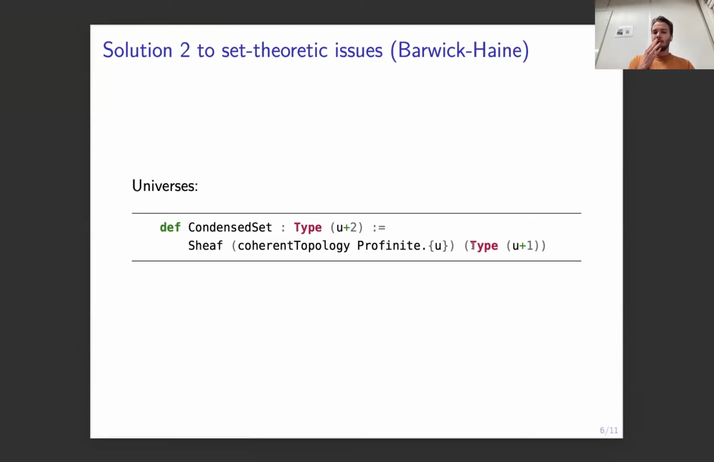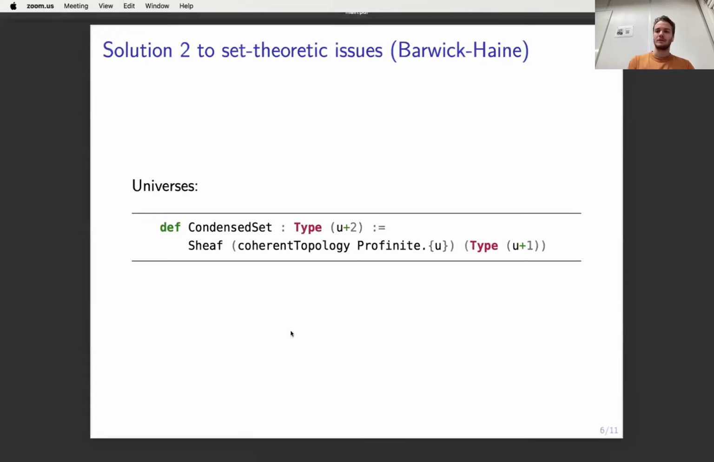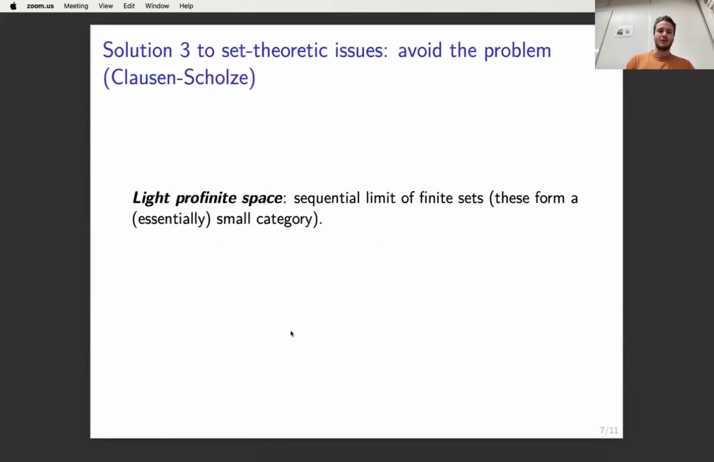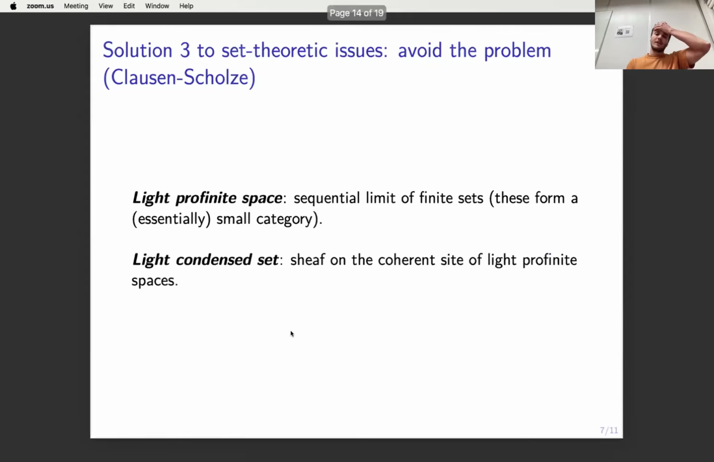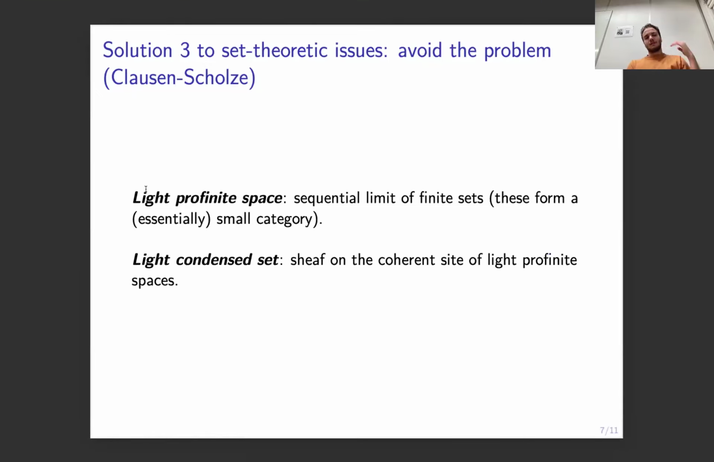Now, there is a third solution, which is to just avoid the problem and talk about something slightly different. And this is brand new stuff that Clausen and Schulze are currently giving a lecture series on, called light condensed sets. So then we restrict our attention to a subclass of profinite spaces, those that are given by a sequential limit of finite sets, and not just any cofiltered limit.